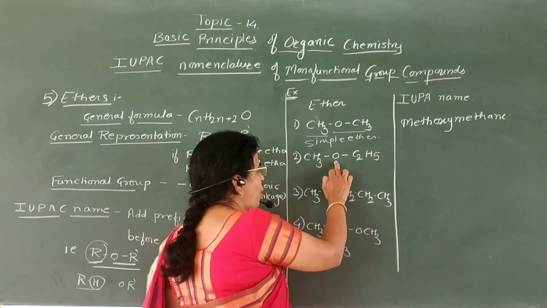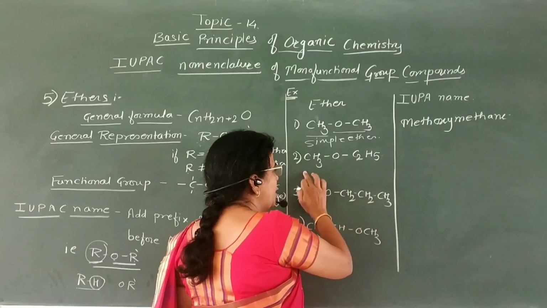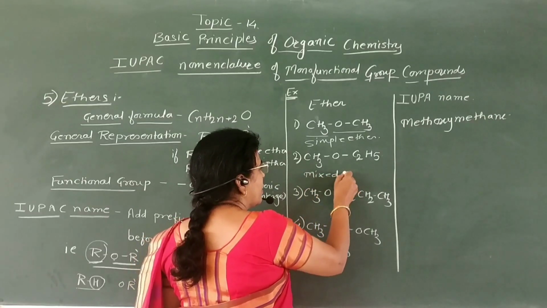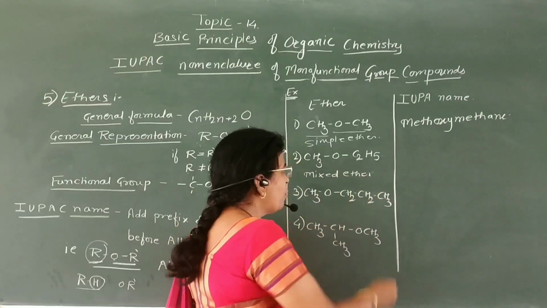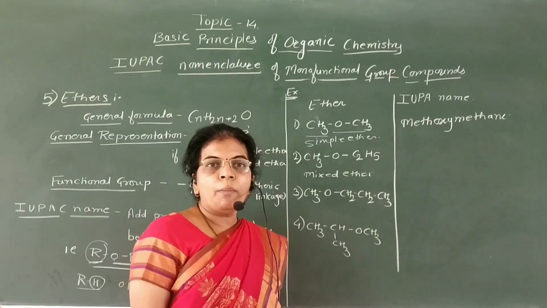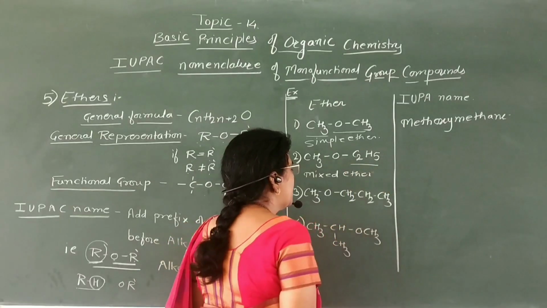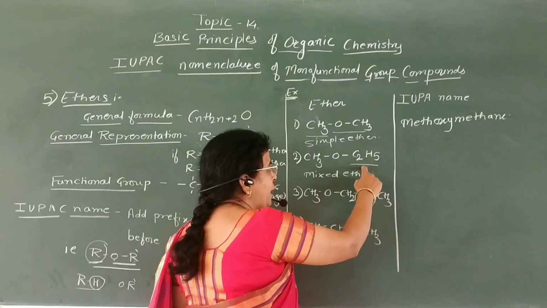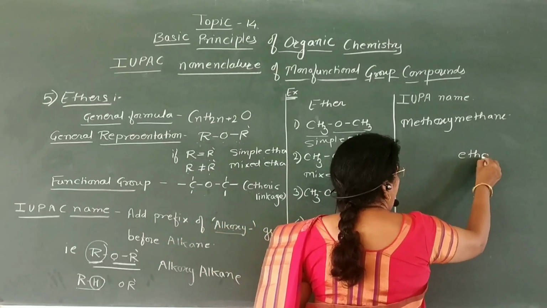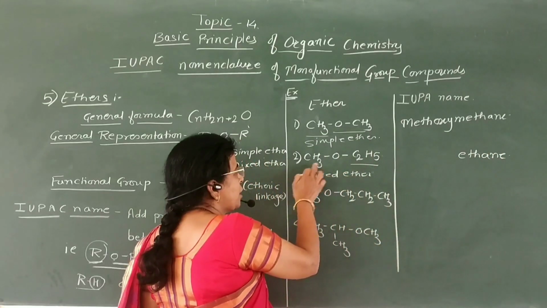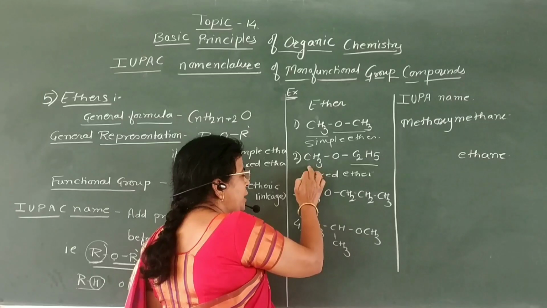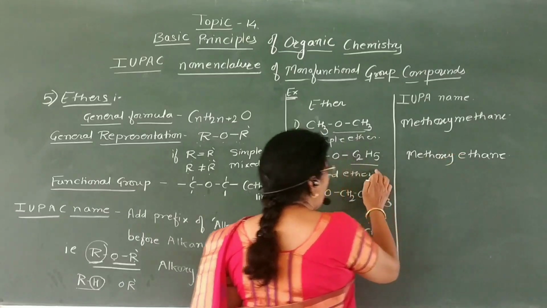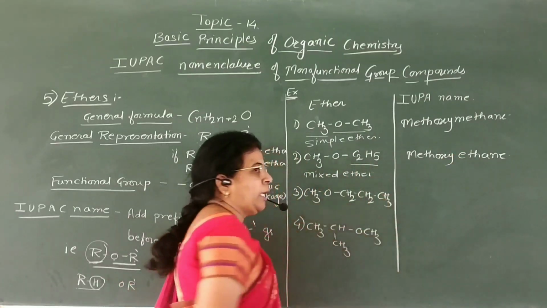Second, CH3OC2H5. Here the oxygen atom is bonded to one methyl group and one ethyl group. That is, the two alkyl groups are different, therefore it is a mixed ether. Here we consider the alkane which has more carbon atoms. The ethyl group has 2 carbon atoms, therefore the parent alkane becomes ethane, and this ethane is attached to the OCH3 group, that is methyl and oxygen atom. Therefore the IUPAC name of this compound is methoxyethane.